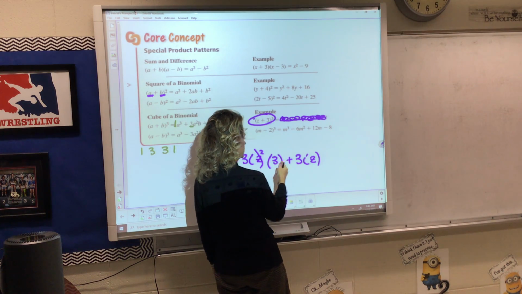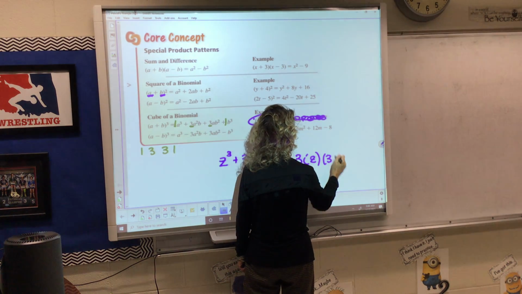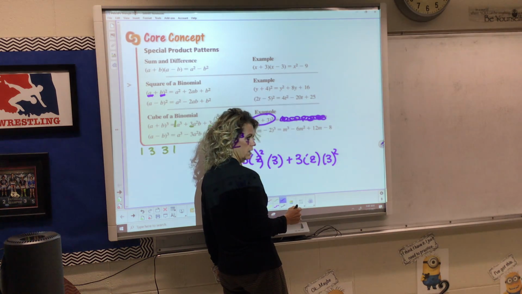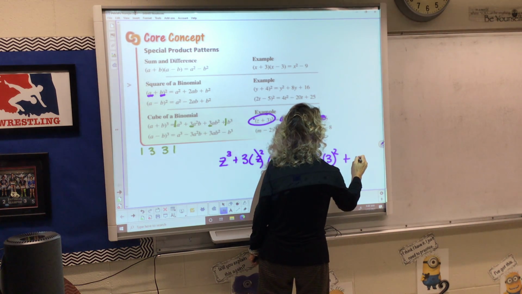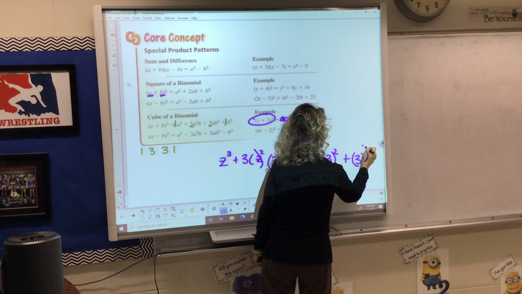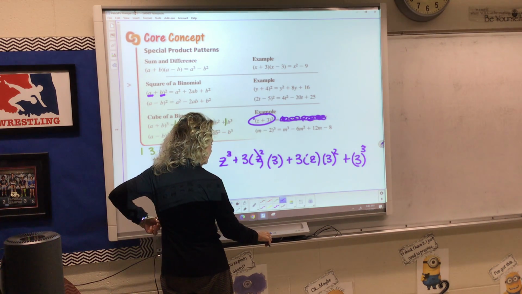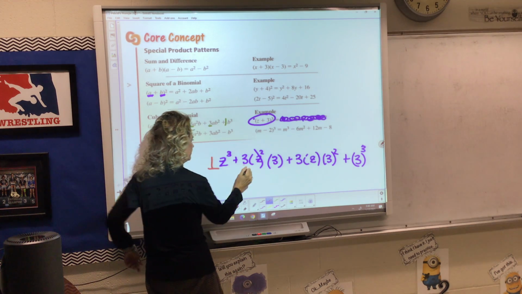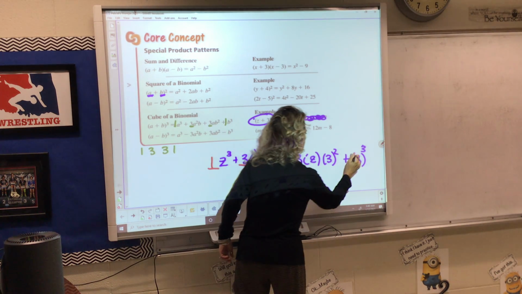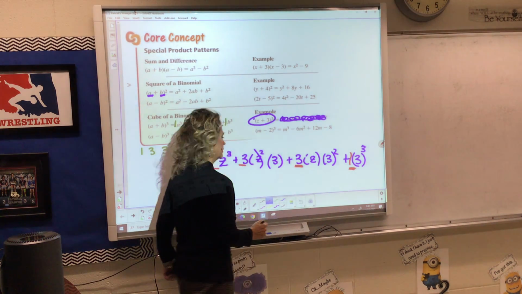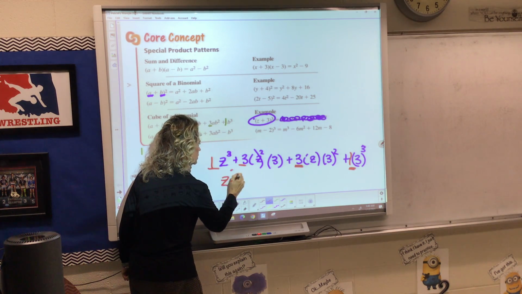This is 0, 3s, 1, 3, 2 3s, yeah? Plus 3 cubed. So far, so good? And if we look, my coefficient's 1, 3, 3, 1. Yes? Okay. So this is z cubed.